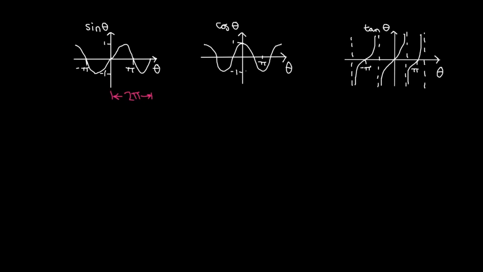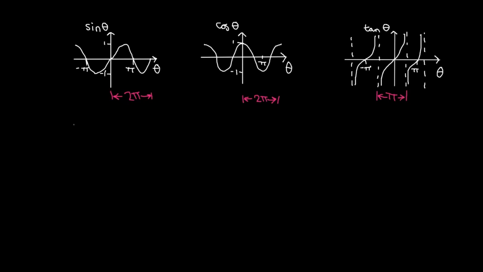The cos function is the same. From here to here, we have a period of 2 pi. And for the tangent function, between these asymptotes is a period of pi. Just 1 pi for tangent.